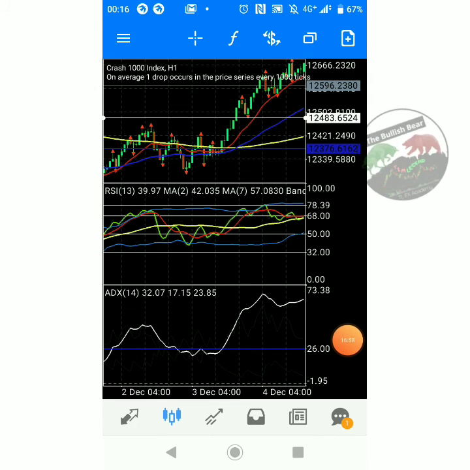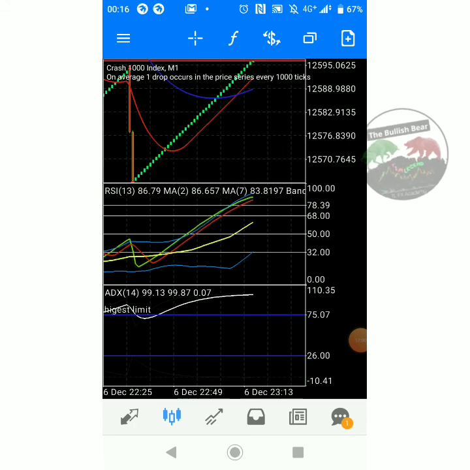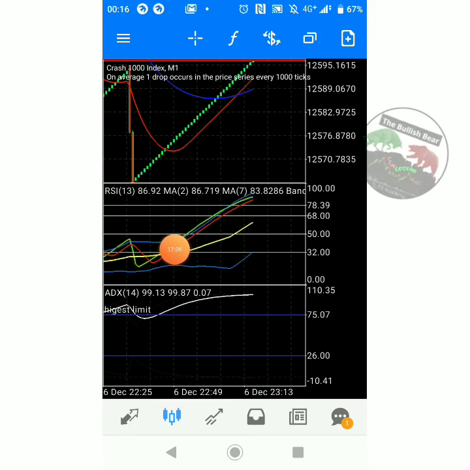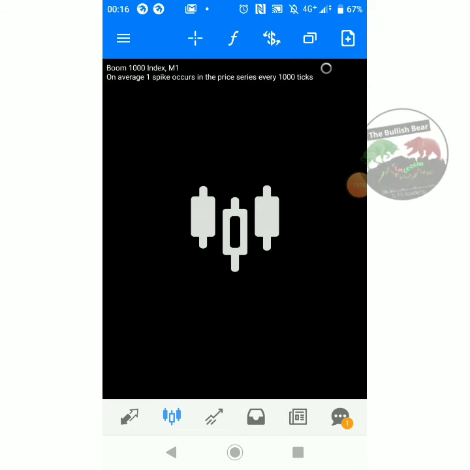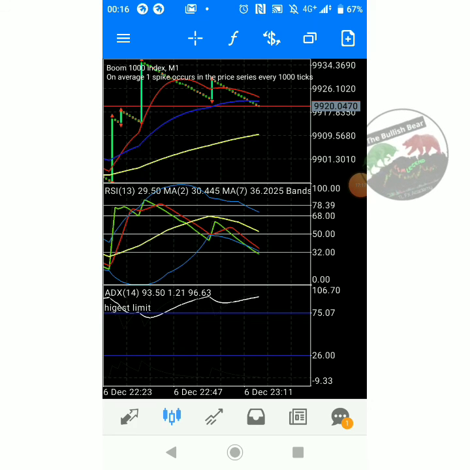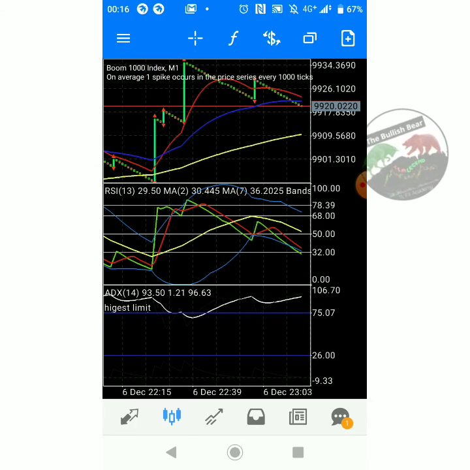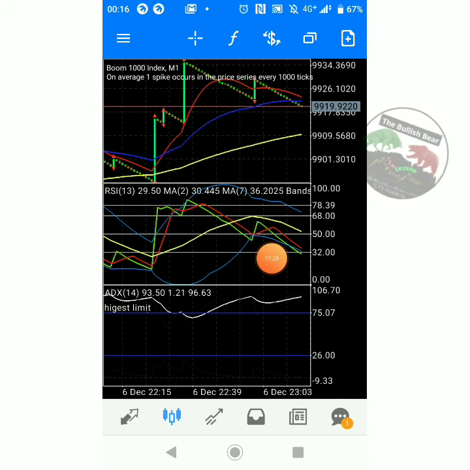So this strategy can work both for Boom and for Crash. Now we can see the rules for Boom. This is Crash 1000. You can see the rules for Crash. It has to get down here, 32.00, before it goes up. And if you go for Boom 1000, the rule is also the same thing but upside down. It has to get to the 78.39 level, meeting with the yellow line and coming forth. The same rule as the Crash but just upside down.